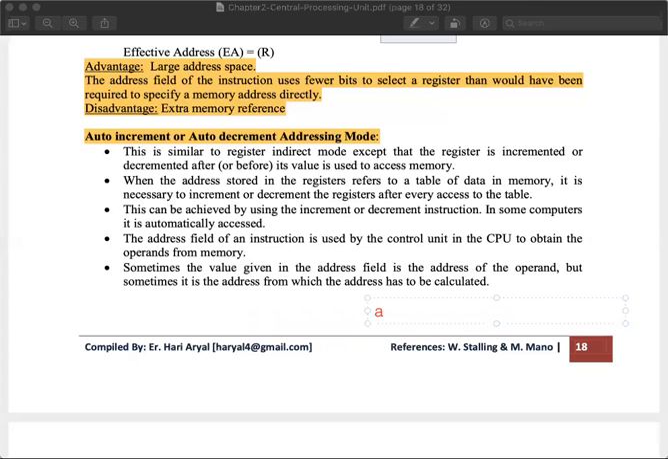For decrement, suppose A minus minus, if A is holding the value 20H, after this instruction happens, what is going to be there? 20H minus 1, so A will now hold the data 19H. So auto decrement or auto increment, the same decrement, the same increment happens, and in this way I can get the address.